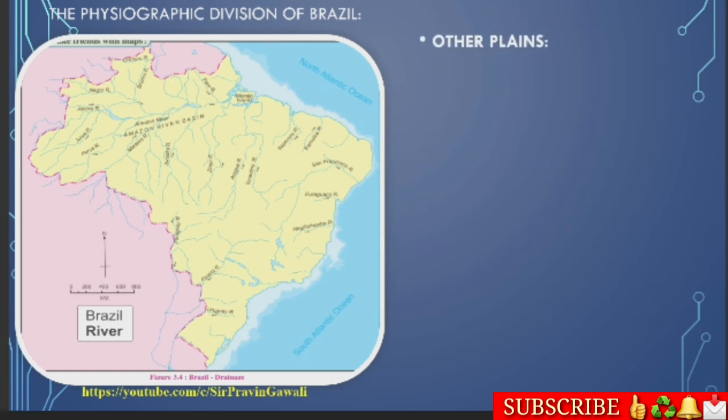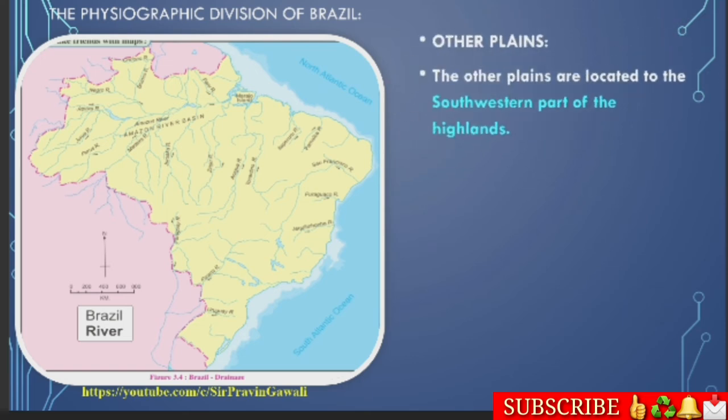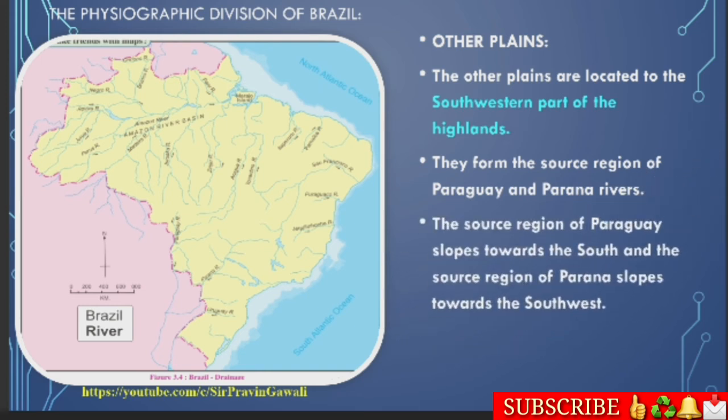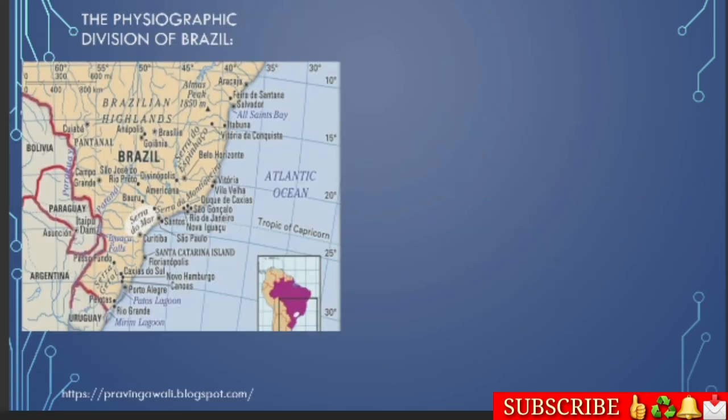Students, here we will study some of the other plains now. The other plains are located to the southwestern part of the highland. They form the source region of Paraguay and Paraná River. The source region of Paraguay slopes towards the south and the source region of Paraná slopes towards the southwest. Students, remember the slope of Paraguay is towards south and the source region of Paraná slopes towards southwest. Okay, it is very important, students.